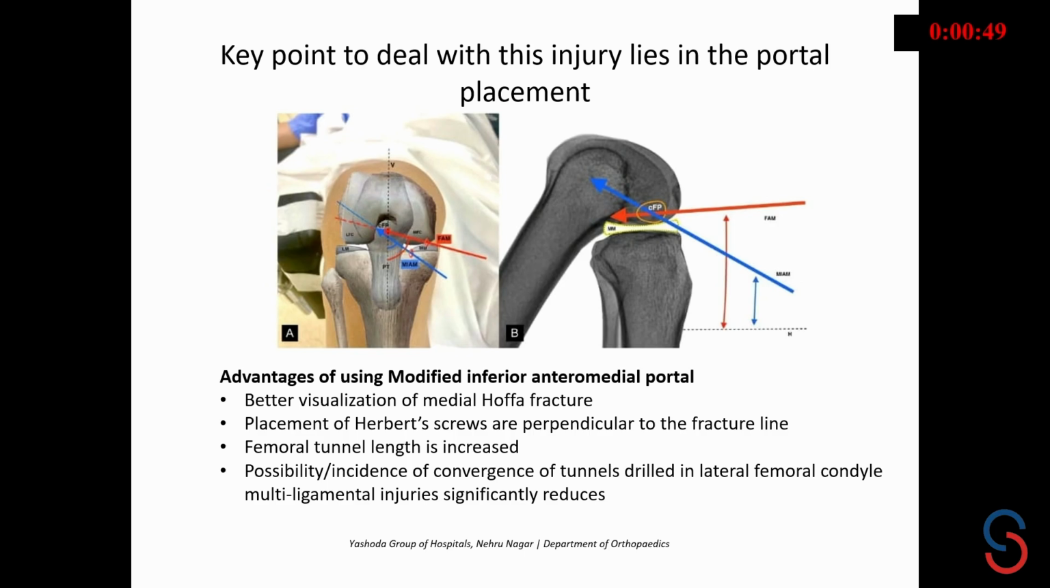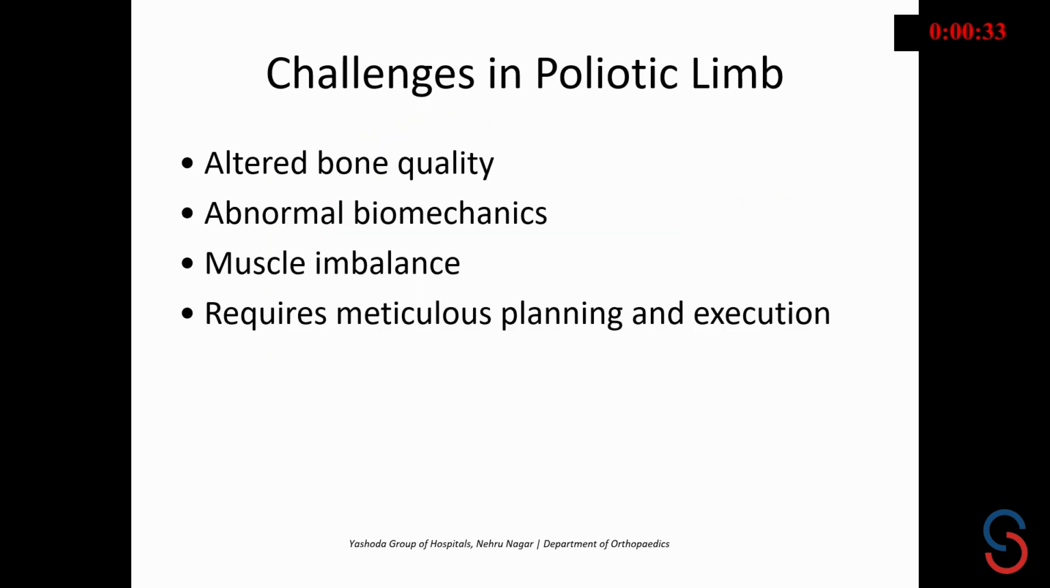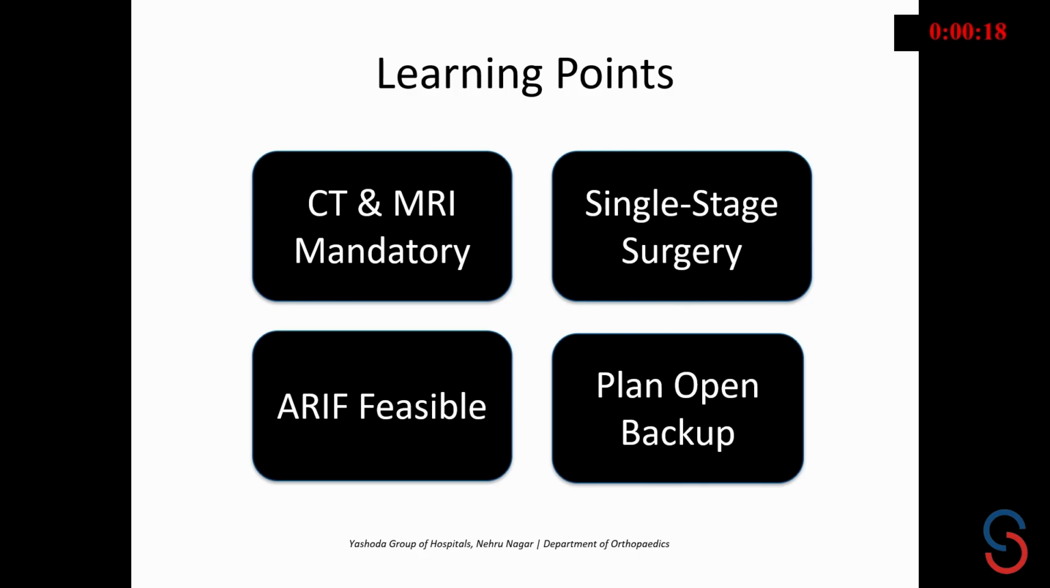And when you are dealing with multiligamentous injury, if you keep your tunnels toward the posterior femoral condyle, then there is a higher chance of convergence. So if you use this approach, you will reduce the chances of convergence. So what are the challenges in a polytrauma limb? There is higher osteopenia, there is abnormal biomechanics, there is muscle imbalance, and it requires meticulous planning. So fracture heals rarely. So these are the learning points.